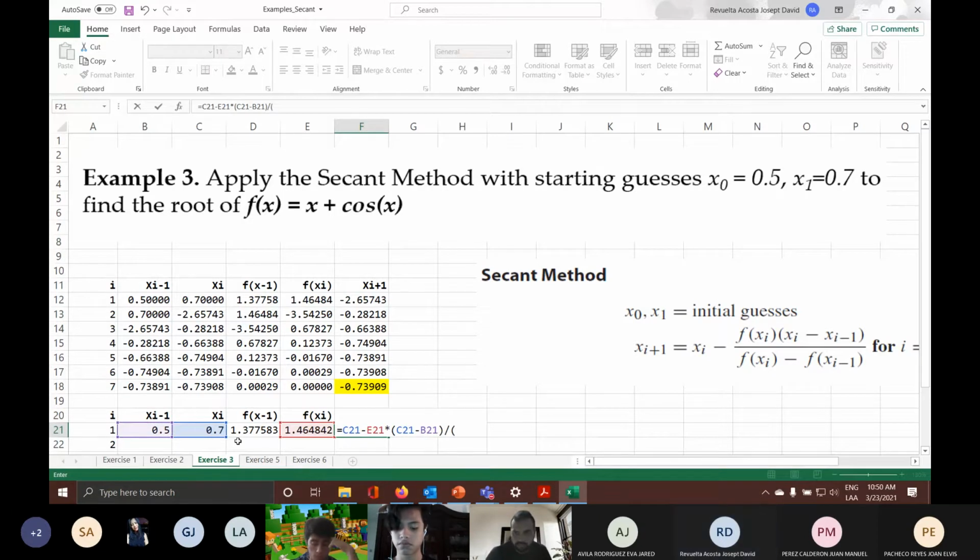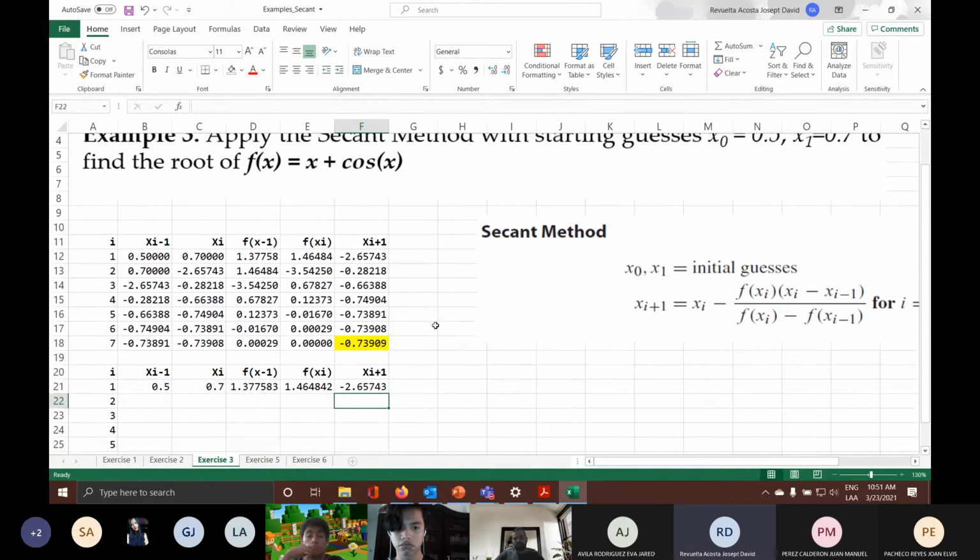Divided by f(xi), which is this one, minus f(xi minus 1). So this is the formula I have here. So xi, which is this one, minus f(xi), which is this one, times xi minus xi minus 1, divided by f(xi), which is this one, minus f(xi minus 1). So enter, and I got the solution.